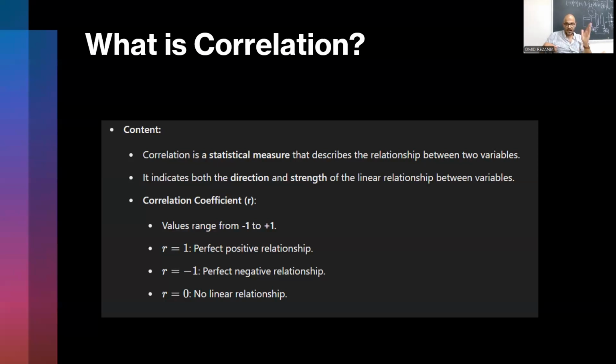For example, on this slide, if the correlation measure, which is noted as R, is 1, it means they have a perfect positive relationship. If this is -1, a perfect negative relationship. If this is 0, it means that there is no relationship at all.